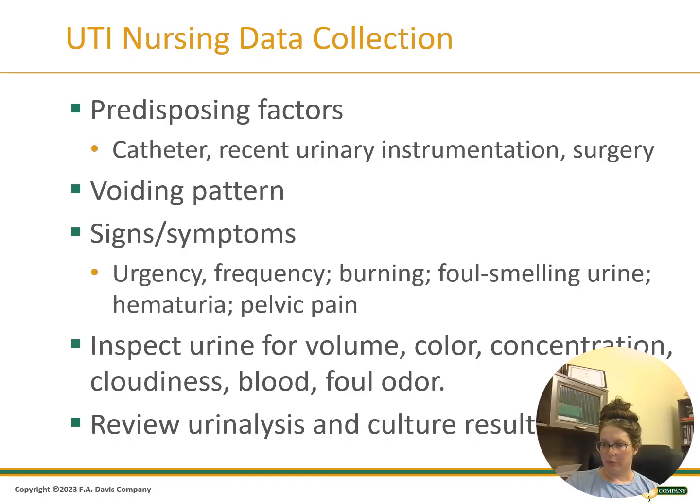Okay, so our urinalysis, again, is going to be looking for leukocytes, nitrates, white blood cells, red blood cells. Our urine culture is going to be identifying our organism, and then the sensitivity is going to be guiding our antibiotic therapy.